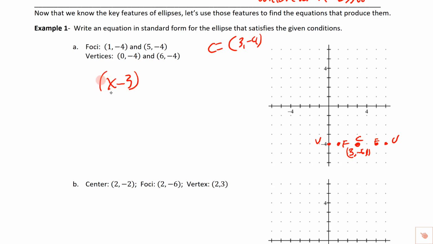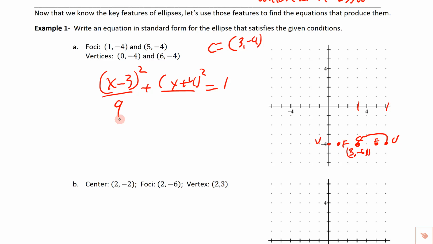So if the center is at (3, -4), then we've got this: (x minus 3) quantity squared, and then (y plus 4) quantity squared equals 1. And then all we have to know is what goes underneath. Well, in the x direction, this is how far we went, from here to here. So this is from 3 to 6. That means in the x direction, we're going to go 3 units. So what number goes underneath the x? 9, because we square it. So in the direction we go 3, we're going to square that, and we're going to put a 9 right here.